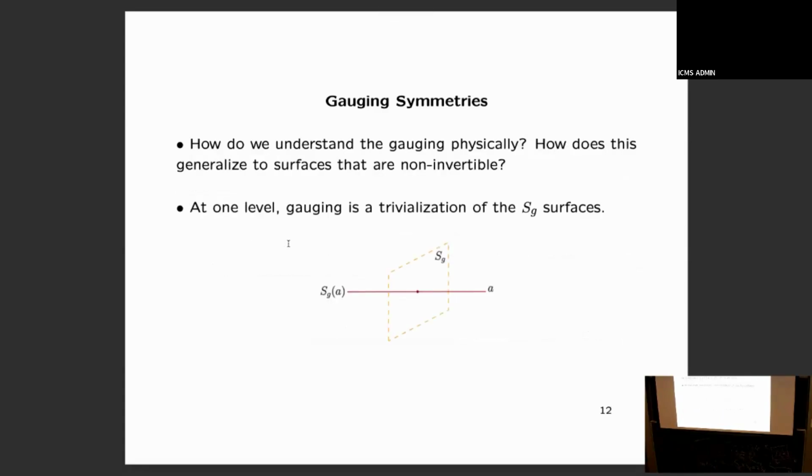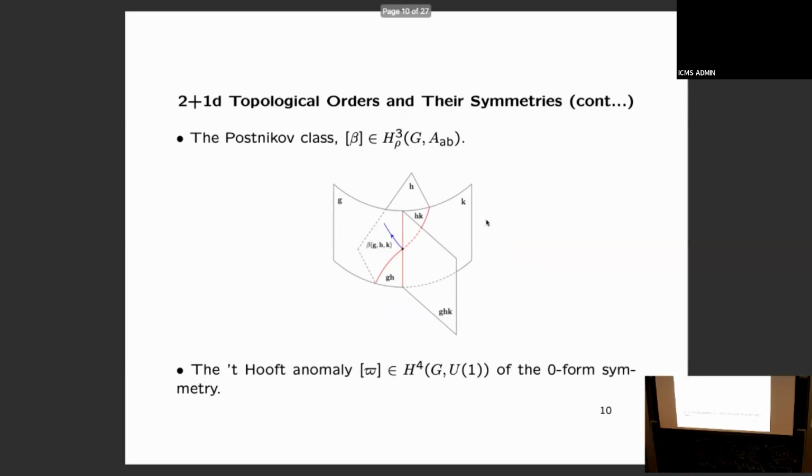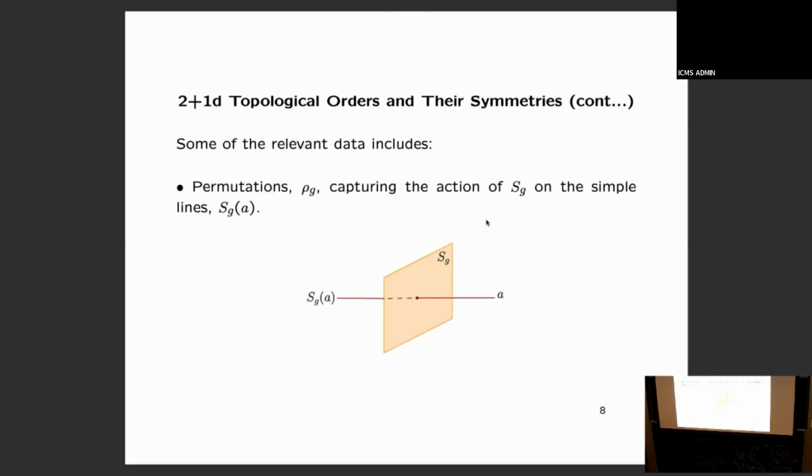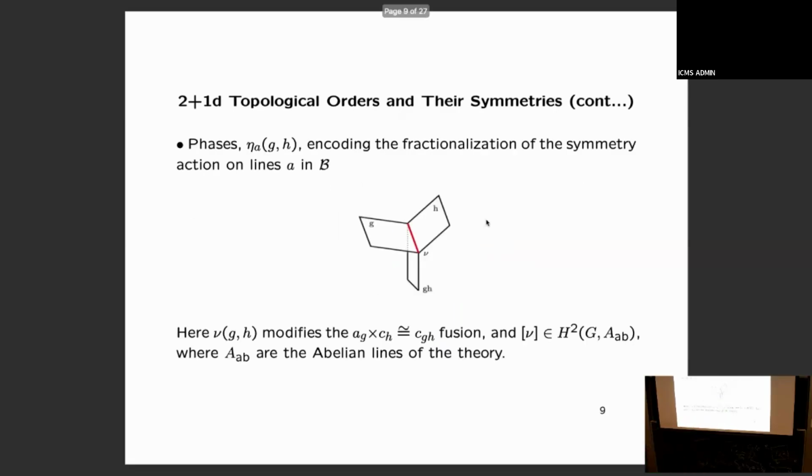So your question essentially is how do we understand the gauging physically, and how does this generalize? So far the discussion has been just for invertible surfaces, and how does this generalize to non-invertible surfaces? At one level, gauging is just a trivialization of the SG surfaces. Imagine that originally we had this non-trivial surface SG, and some line A comes in and a line SG of A comes out, and there's some topological junction at that point.